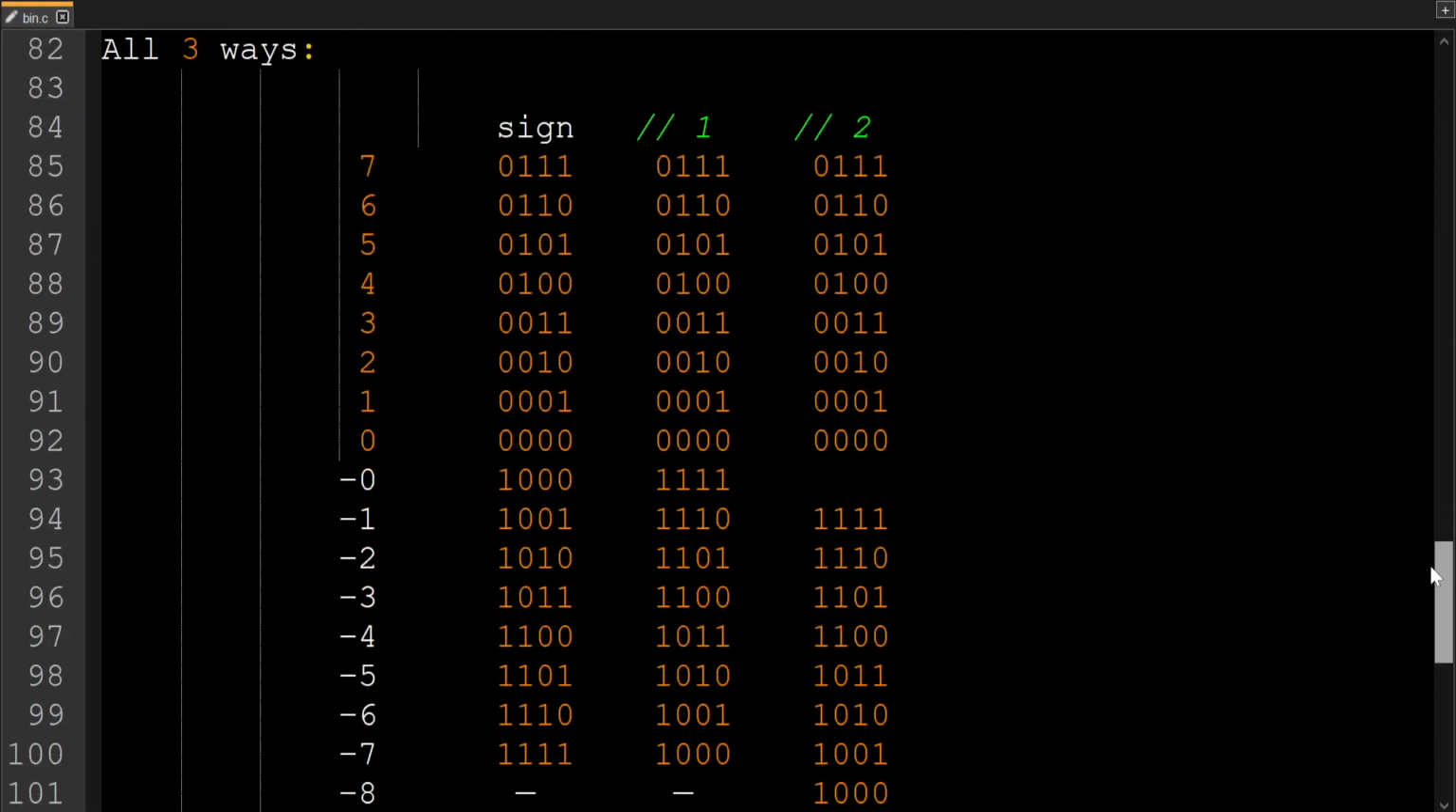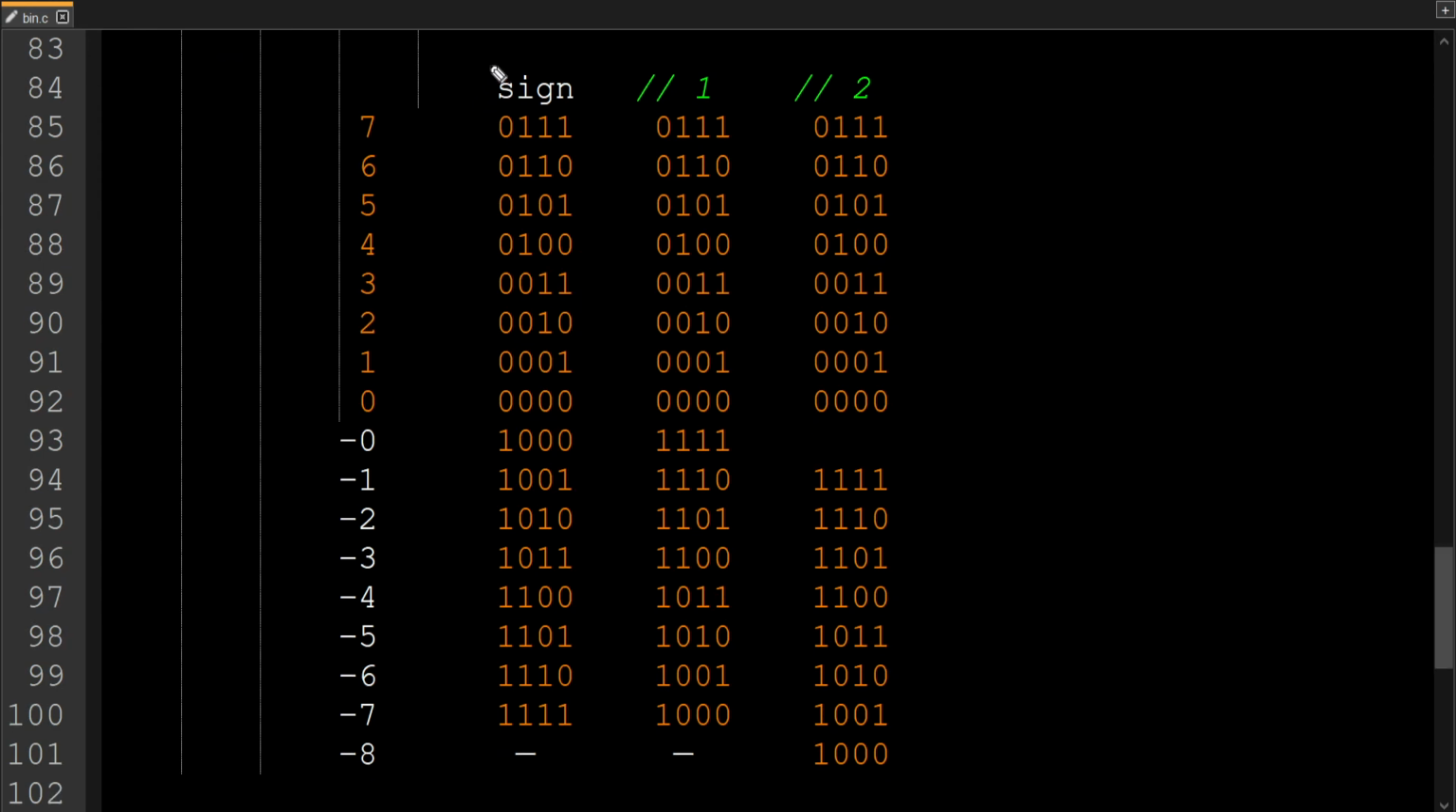Take a look at the overall table with all 3 ways. So we have here the simplest way to add a sign. We just take the regular unsigned value and write it with a sign. It's the same, but we add the sign bit.